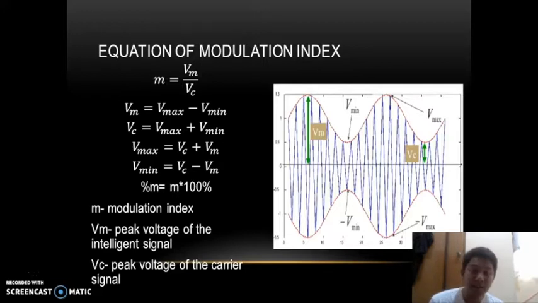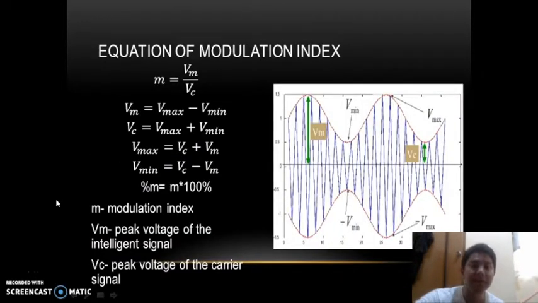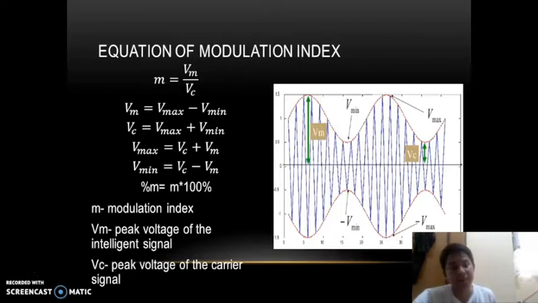If we have the carrier voltage and the modulating voltage instead, but we don't have the maximum and minimum voltage of the AM signal, we can find the maximum voltage of the AM signal as Vc plus Vm, while the minimum voltage of the AM signal is equal to Vc minus Vm. And the percent modulation is equivalent to the modulation index times 100%.